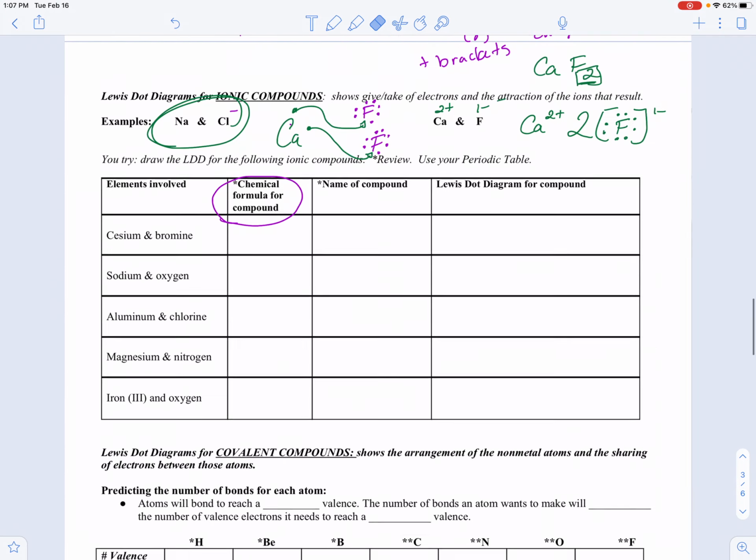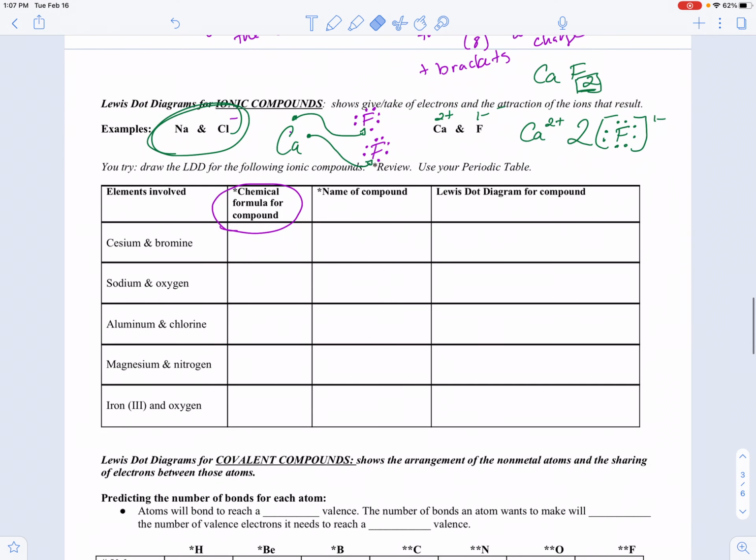So you're going to do a couple more practice down here. I do recommend coming up with the formula first, looking at their charges. So cesium is a 1+ charge and bromine is a 1- charge. So you want to look at their charges and figure out what the formula is for the compound. You can name them for fun. This will be good naming practice, just to practice that again.